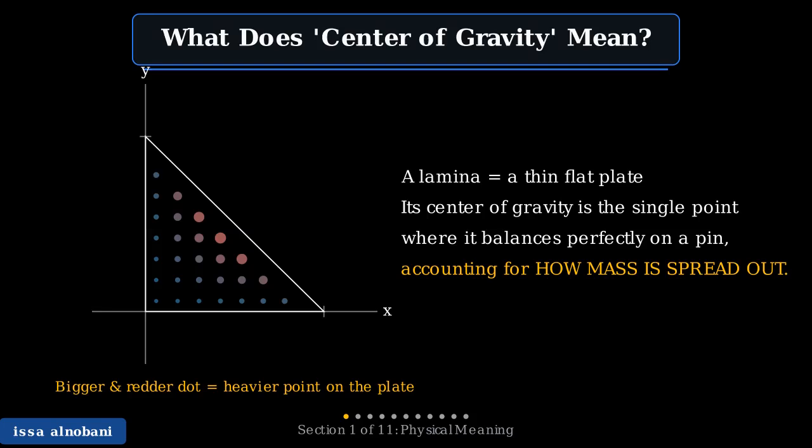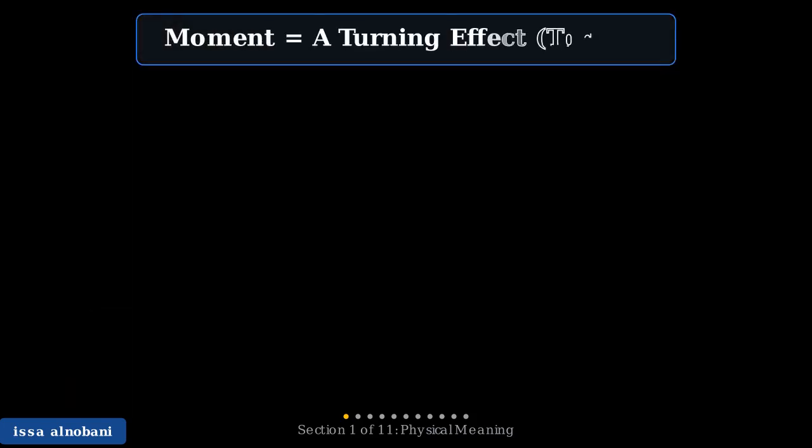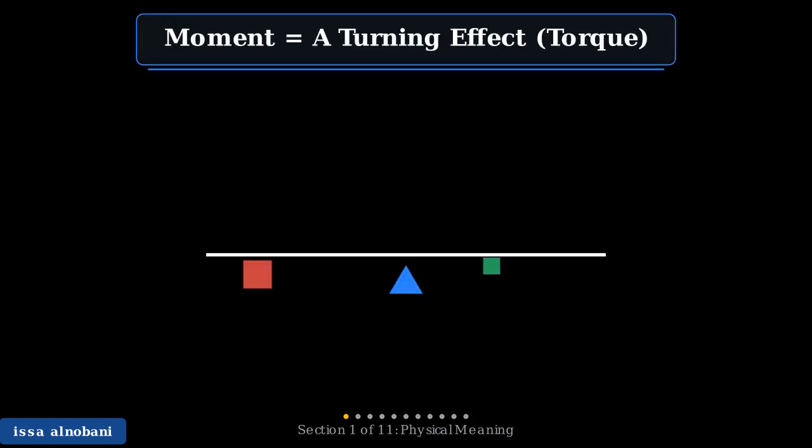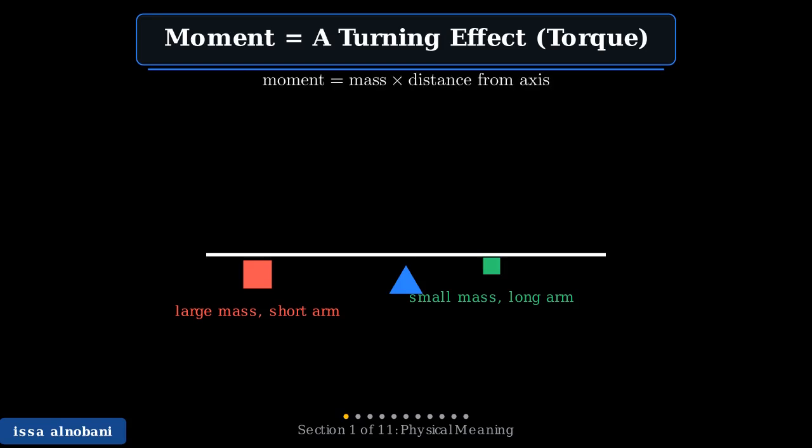Think of it like a seesaw. Every small piece of the plate creates a turning effect, or a moment, equal to its mass times its distance from an axis. The center of gravity is the exact point where all these turning effects cancel out perfectly in every direction.